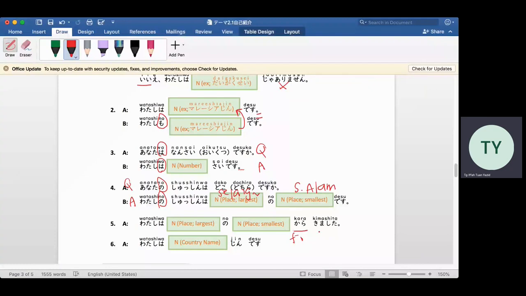Okay, this one is came from. Again the same, we put the place largest and no for the comma, and then the place smallest, kara kimashita. And the last one, watashi wa, this is nationality, you put the country name, the noun under country name, and put jin, and after that a full stop, desu.